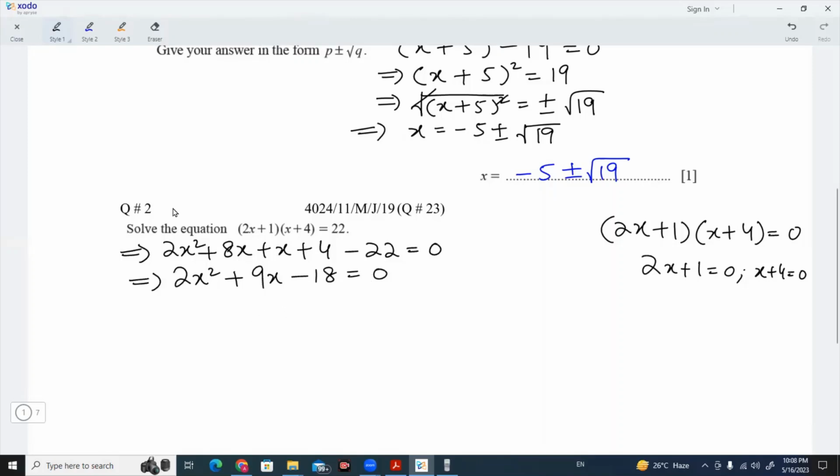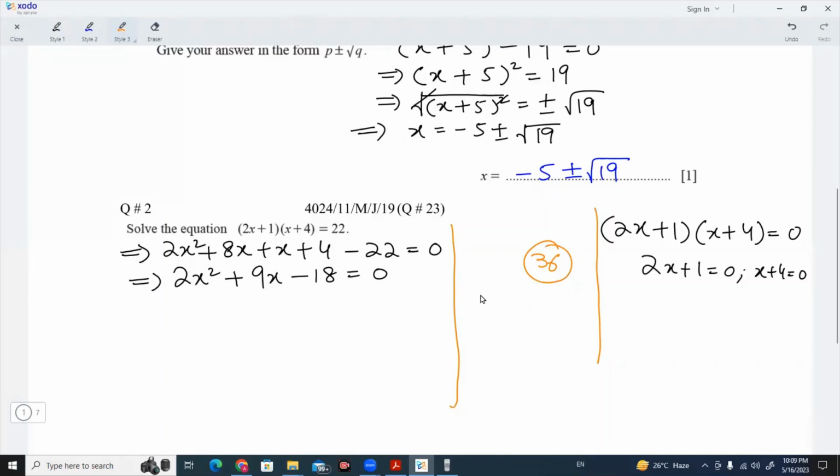So we have to multiply the last term with the first term. 18 times 2 results in 36. So we have to find the factors of 36. Those two factors, if we subtract them, should result in 9. Because the sign of the last term is negative, we multiply the constant term with the coefficient of the x squared term, that's 36.